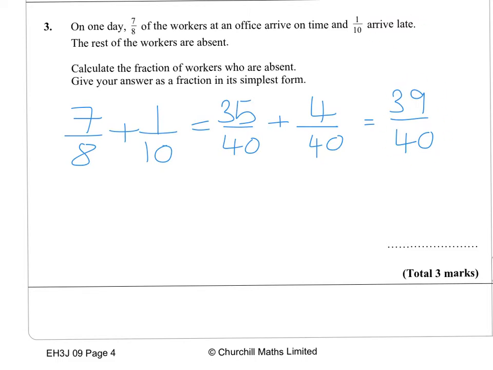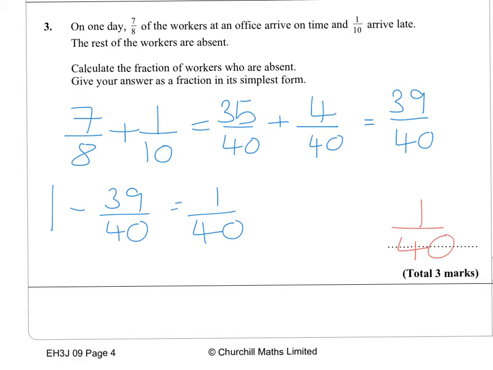So what have we got of 1 whole left? Well, that is 1 take away 39 over 40, and so that is 1/40 that's left. So we're looking at 3 marks for that question. Essentially, you're going to get 1 mark for this part, 1 mark for this part here, and a mark for the correct answer written in your box. So I'll just write that answer in the box there to get my 3 marks.